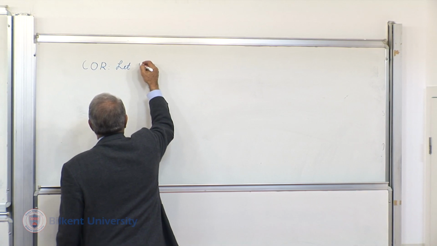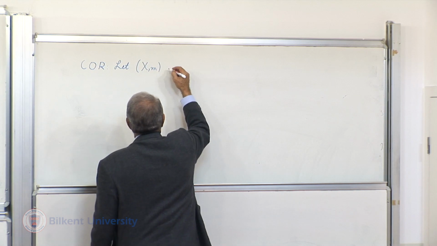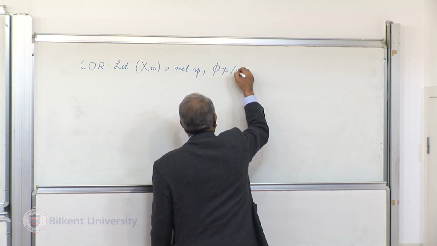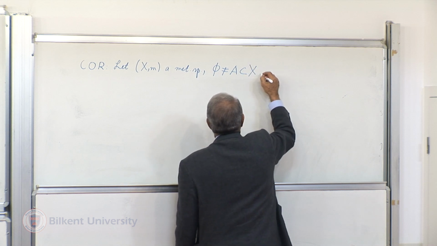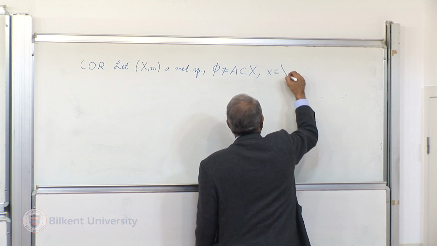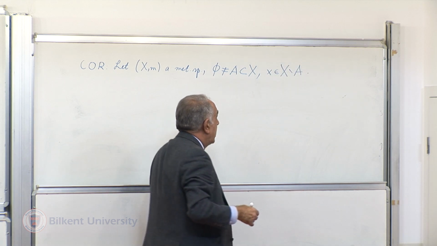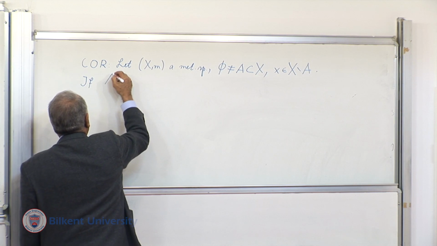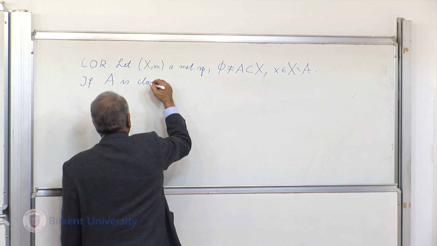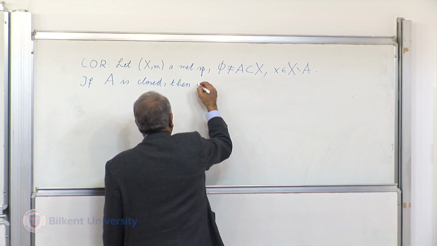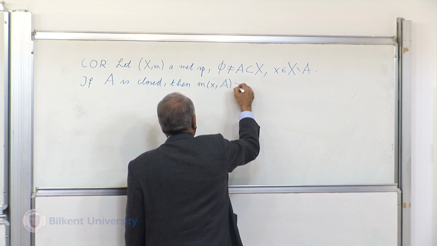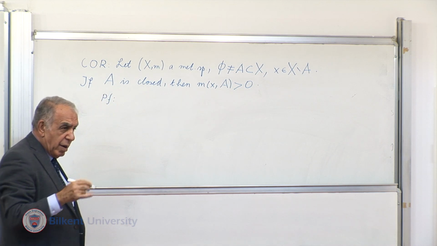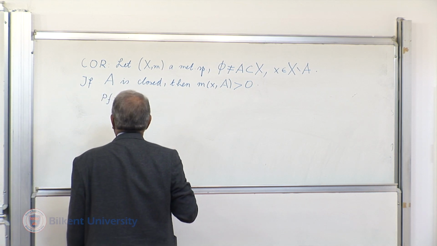Well, we again have (X,M), a metric space, A, a non-empty subset, but this time we take X as a point from outside the set cap A. Now, if A is closed, then the distance of X to A will be positive. Now let's also note down the proof through which we have gone just a moment ago.